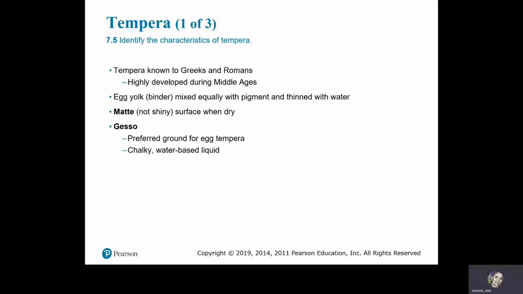Tempera is known to Greeks and Romans. It's highly developed during the Middle Ages. Egg yolk is the binder. It's mixed equally with pigment and thinned with water. It has a matte surface when it's dry, matte meaning not shiny. And gesso is a preferred ground for egg tempera. It's a chalky water-based liquid.